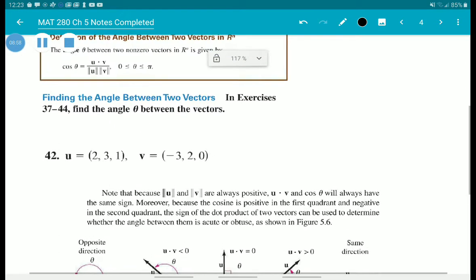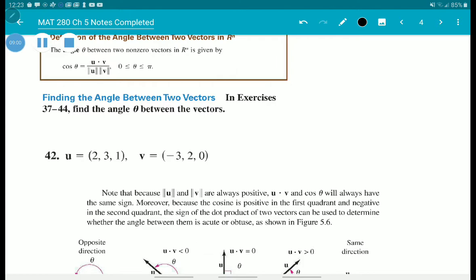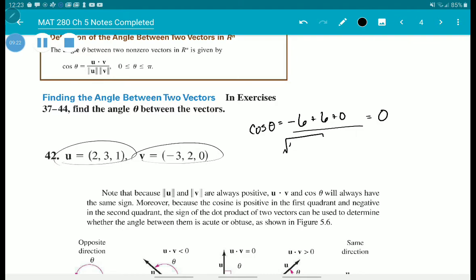So let's do another one. Let's say we want to find the angle between these two vectors. You may want to pause the video and try this one on your own, and then come back and check your answer. So our dot product is going to be negative 6 plus 6 plus 0. So right away, I already know I'm going to have a 0 for the top. It doesn't matter what the bottom is. A vector, as long as it's not all zeros, will always have a length greater than 0. So you don't have to worry about dividing by zero in these problems, is what I'm trying to say. 0 divided by any number is still going to be 0.